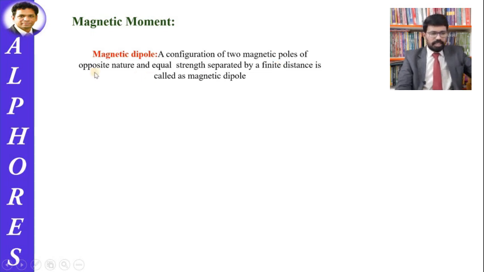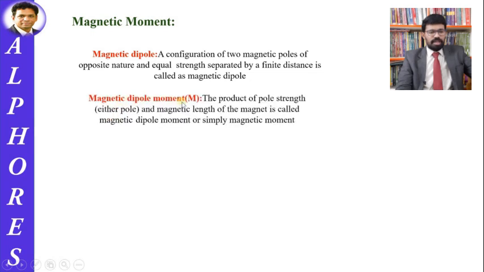Two magnetic poles of opposite nature, south and north, and both have the same strength, separated by a finite distance, is called a magnetic dipole. Magnetic dipole moment: the product of pole strength, of either the north pole or the south pole, and the magnetic length of the magnet is called magnetic dipole moment or simply magnetic moment. Mathematically it is expressed as m into 2l, and vectorially m bar is equal to 2l bar into m. So magnetic dipole moment is a vector quantity like electric dipole moment.